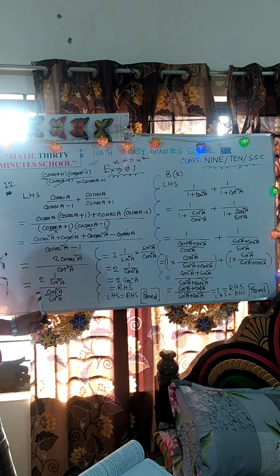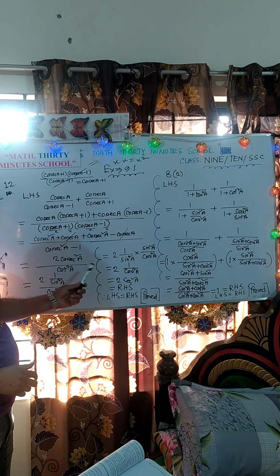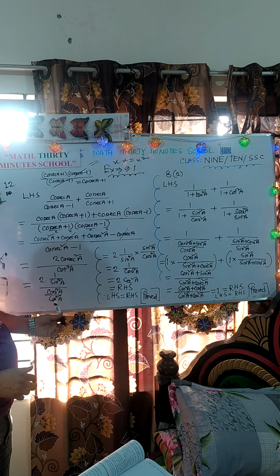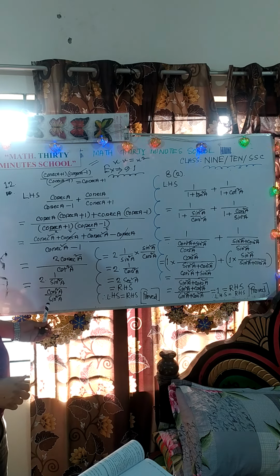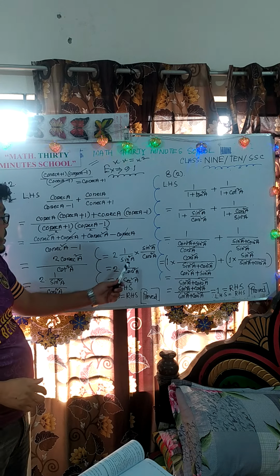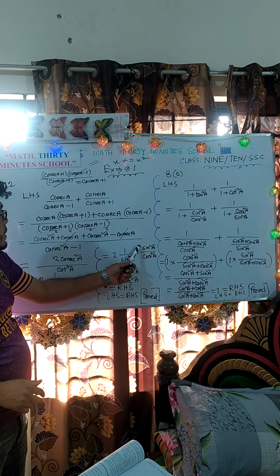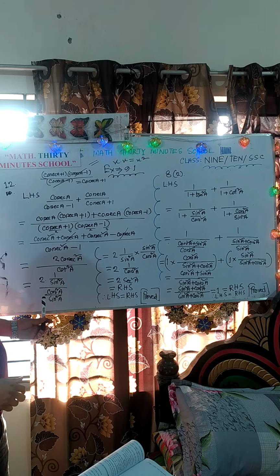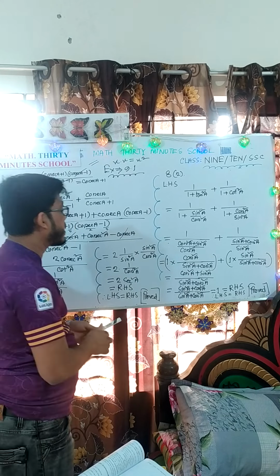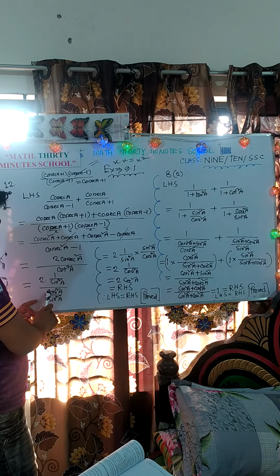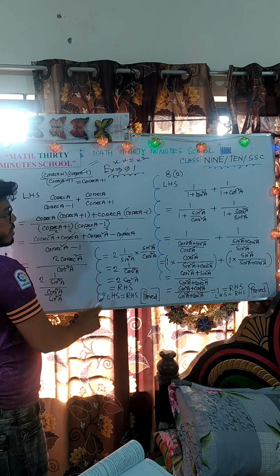Next, we have to keep 2 into 1 by sin square A at first, and for changing the sign between two trigonometric ratios, we have to change their position. Here cos square A by sin square A has been shifted into sin square by cos square A. Just changing the position of numerator to denominator, denominator to numerator, and after changing the position of cos square A by sin square A into sin square by cos square A, we have got this.